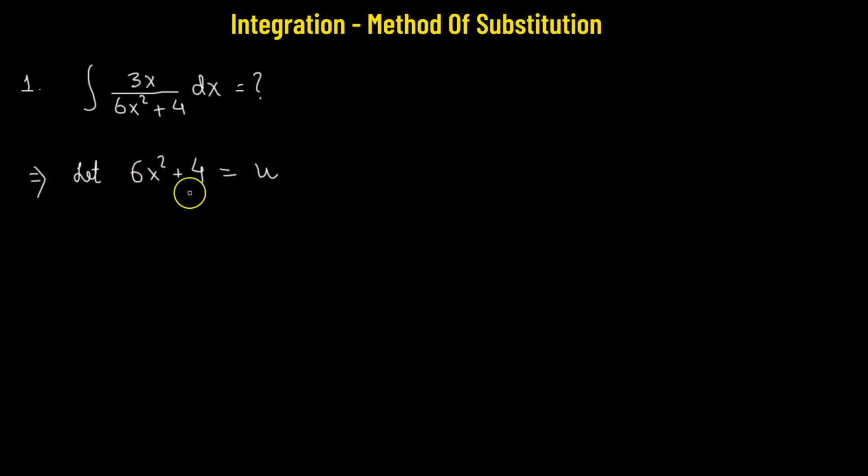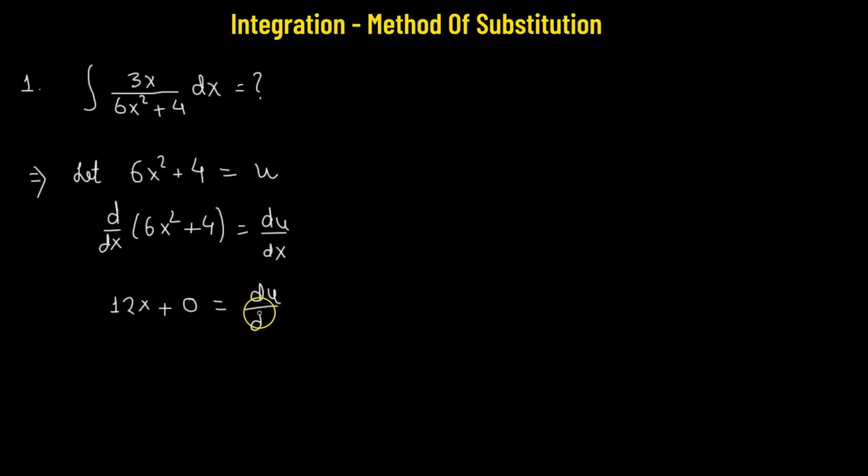Once we have done this substitution, we're going to take the derivative with respect to x on both sides. So this will be equal to du over dx. Now let's take the derivative of the individual terms. The derivative of 6x squared will be 12x plus the derivative of 4 with respect to x, and 4 being a constant, this will be 0. So this is equal to du over dx. If we take the cross multiplication, we have 12x dx equal to du, or x dx will be simply equal to 1 over 12 du.